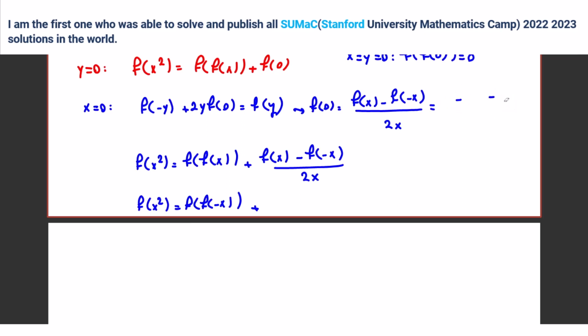So here, f of negative x plus f of negative x minus f of x over negative 2x, right? They are equal. So those are equal. So f of x equals f of negative x.